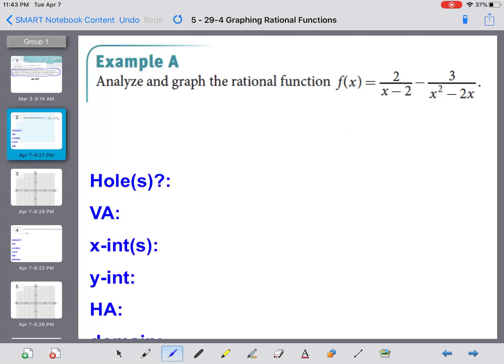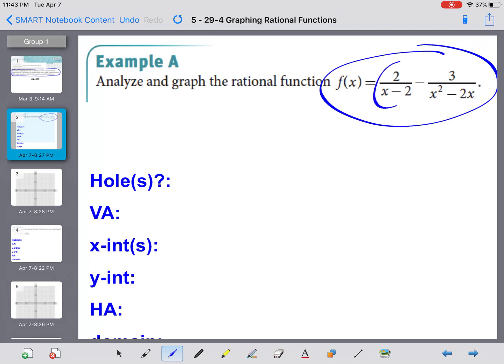So let's take a look at one here. I'll call this example A, and you see this is the function we have going on. Unlike Monday, it's not one big fraction, not one big rational function. It's actually subtraction of two rational expressions. So the easiest way to handle this so that we can use all those techniques we used on Monday is to give these guys common denominators, okay?